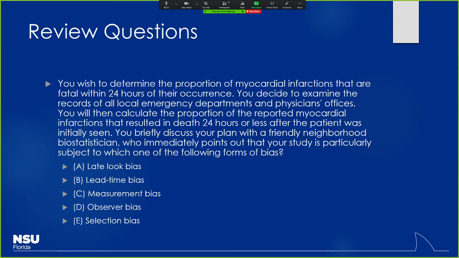Okay, so let's say we want to see the proportion of MIs that are fatal within 24 hours of their occurrence. You decide to examine the records of all local EDs and physicians' offices. You then calculate the proportion of the reported MIs that resulted in death 24 hours or less after the patient was initially seen. You briefly discuss your plan with a friendly neighborhood biostatistician who immediately points out that your study is particularly subject to which of the following forms of bias: the late look bias, lead time bias, measurement bias, observer bias, or selection bias. What do we think?